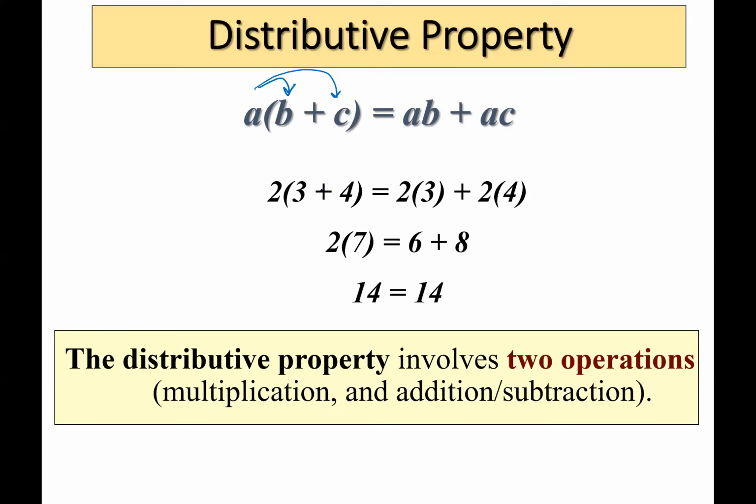Here's an example with numbers, 2 parentheses 3 plus 4. If I distribute, I can do 2 times 3 plus 2 times 4, and that's what's being worked out over here on the right side. 2 times 3 is 6, 2 times 4 is 8, and then we add those together, 6 plus 8 is 14. On the left side, we've just used order of operations to simplify. 3 plus 4 is 7, and then 2 times 7 is 14.